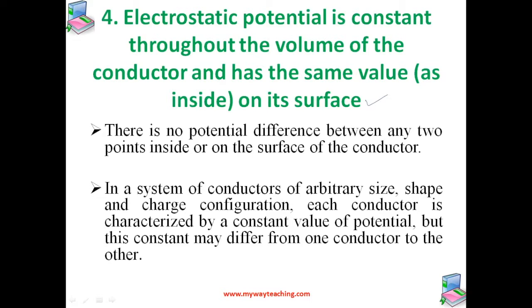So if the conductor is charged, an electric field normal to the surface exists. This means potential will be different for the surface and a point just outside the surface. So in a system of conductors of arbitrary size, shape and charge configuration, each conductor is characterized by a constant value of potential. But this constant may differ from one conductor to the other, but it is the same in a single conductor.